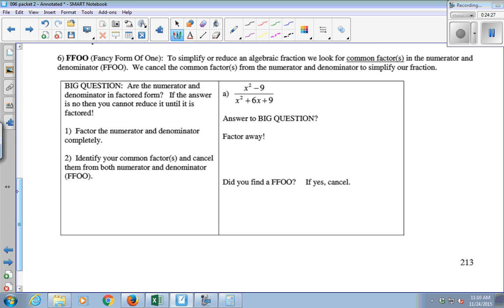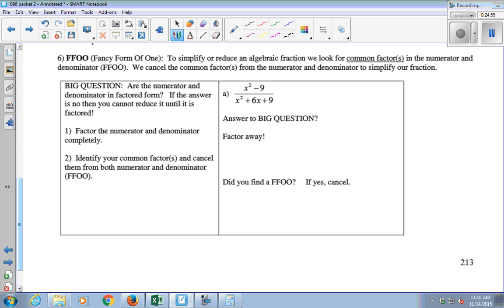All right, so a foo-foo, a fancy form of 1. If you want to simplify or reduce an algebraic fraction, just like with regular arithmetic fractions, you look for a common factor in the numerator and the denominator. So that word factor, right? We've been working on factoring for a couple of weeks now. So you want to factor the numerator, factor the denominator, and see if they have any factors in common that you can cancel.